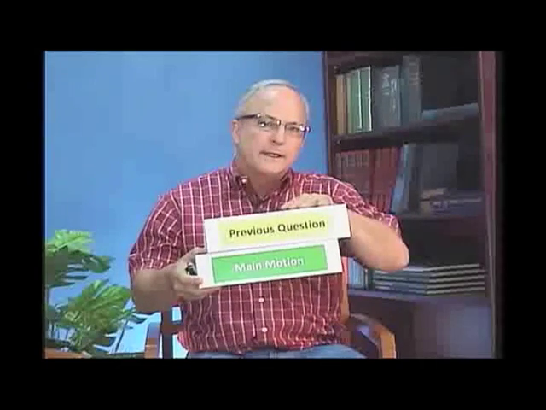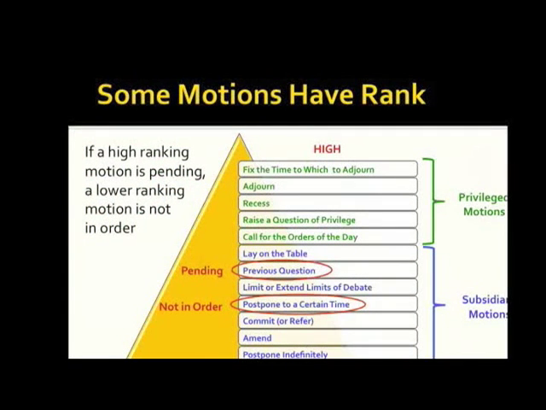And if that motion's pending, you cannot make a lower ranking motion while this motion's pending. So if somebody then says, well, what we really need to do is postpone this to the next meeting, well, if you go back to my motion chart, that motion to postpone to a certain time is not in order, because you see there, I have pending the previous question. Postpone is lower ranking. So the chair would say, I'm sorry, that motion is not in order at this time, because you can't make a lower ranking motion. You can only make a higher ranking motion.